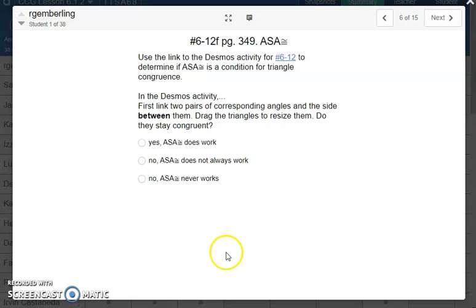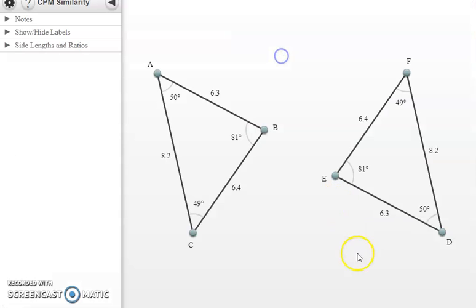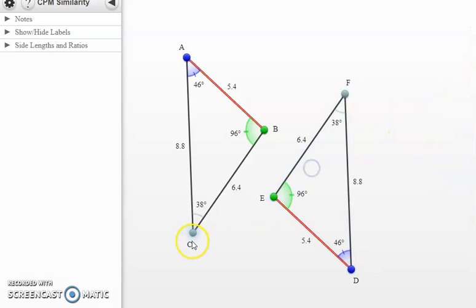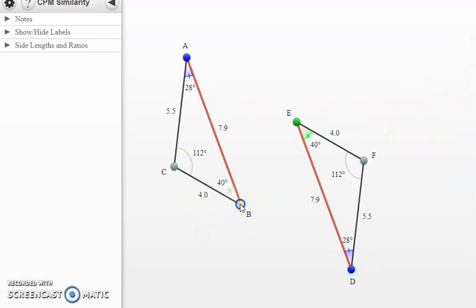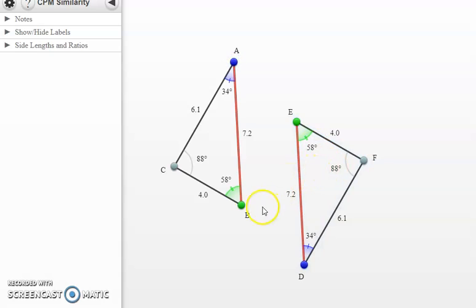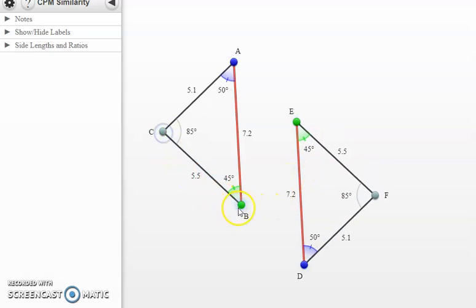Angle side angle, real similar to angle angle side. The difference is that this time the angle is between the two sides. So I'm going to do the 50-degree angle, going to this 50. The 81 going to the 81, and this time the side is included. So here's my angle side angle, and if I manipulate the triangles, do I get the same shape? And so in this one here, hopefully you see that the answer is yes.